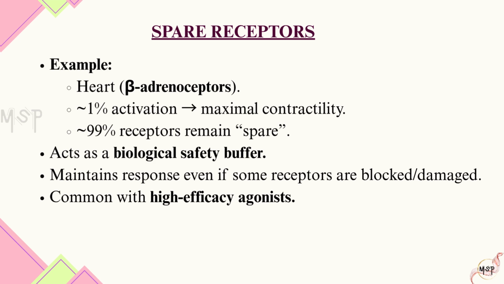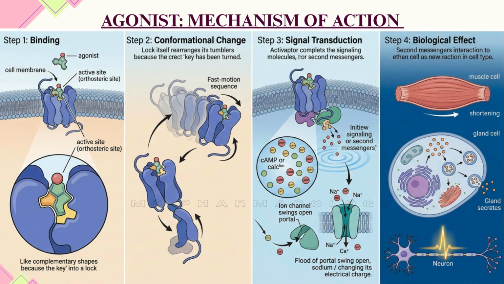Spare receptors are a built-in safety buffer, and they're a hallmark of high-efficacy agonists. How does an agonist actually work at the molecular level? Let's walk through it step by step.